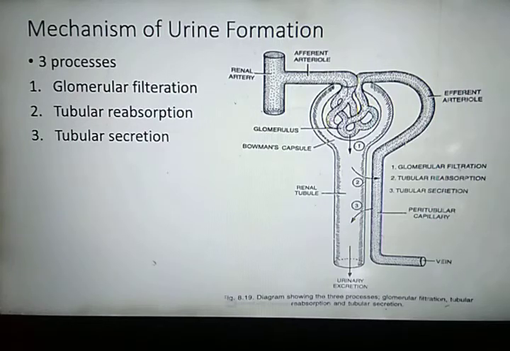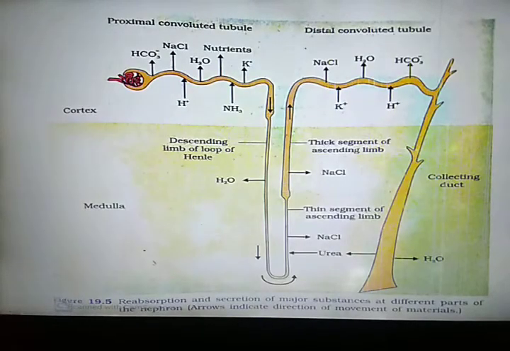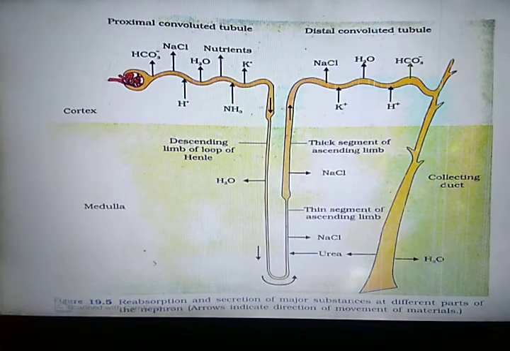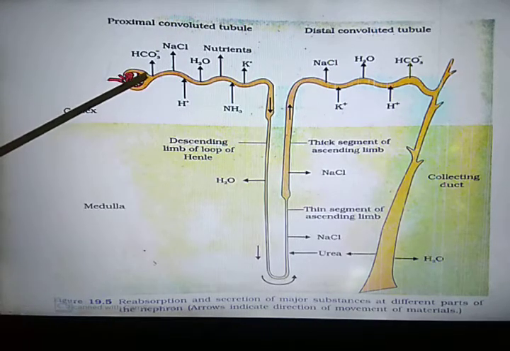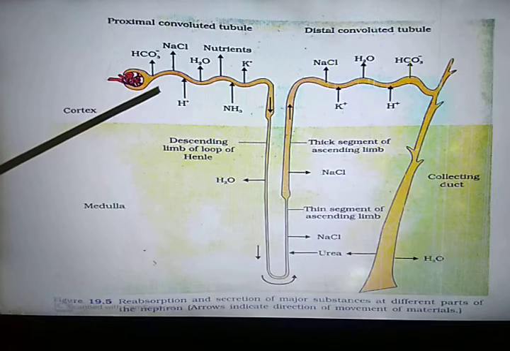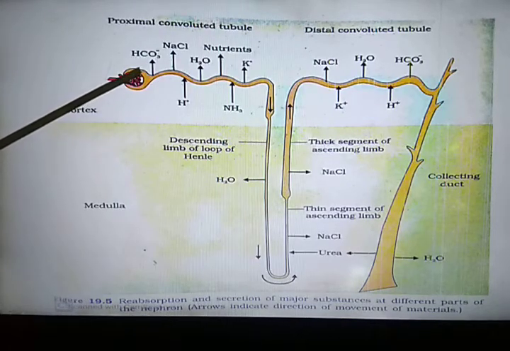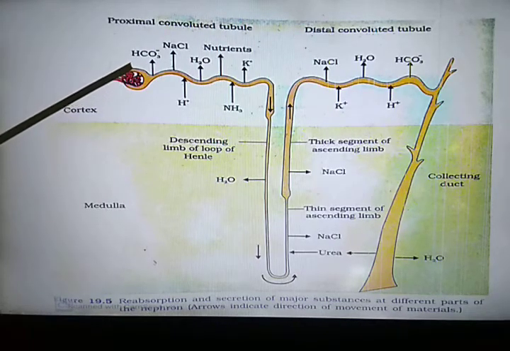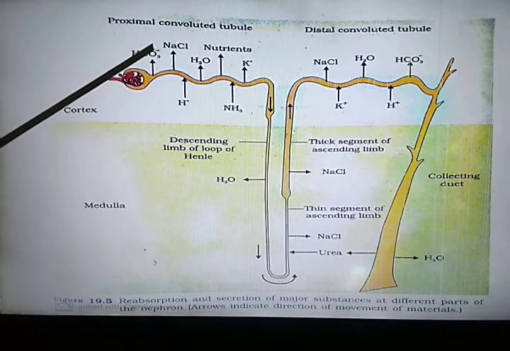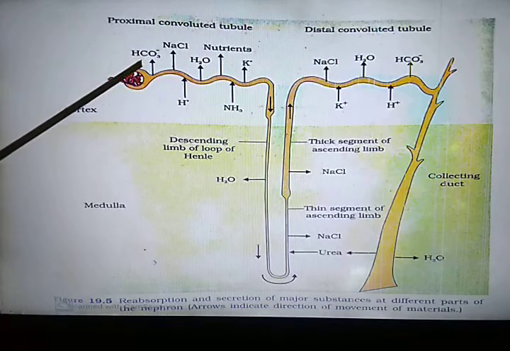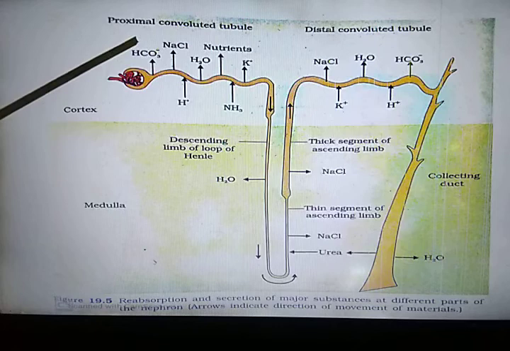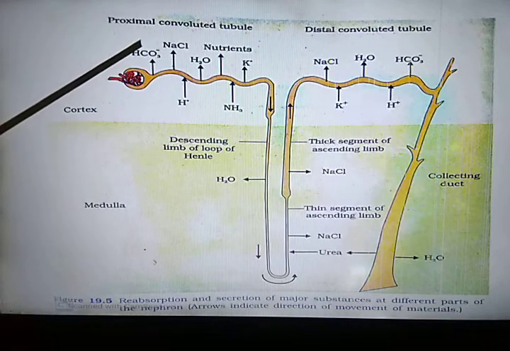Now the next part of the mechanism of urine formation is reabsorption. From the Bowman capsule, the glomerular filtrate enters into the renal tubule, and the first part of the renal tubule is the proximal convoluted tubule.